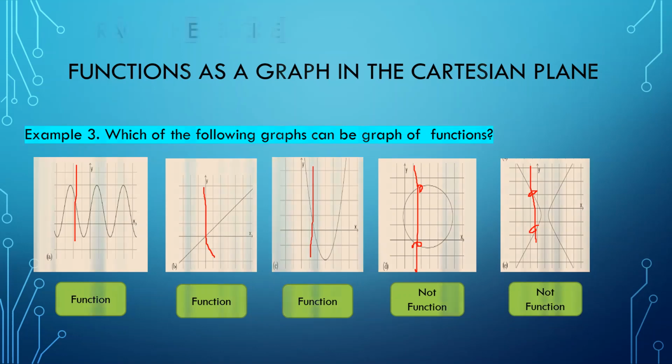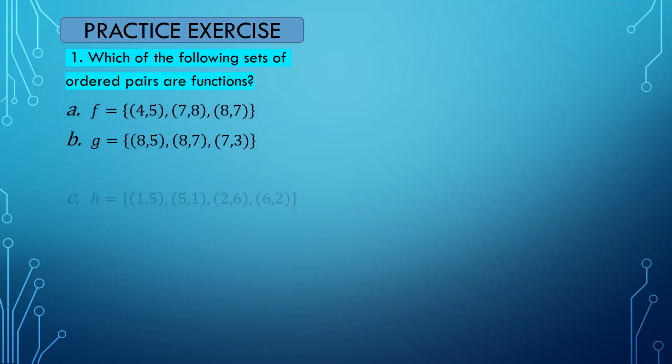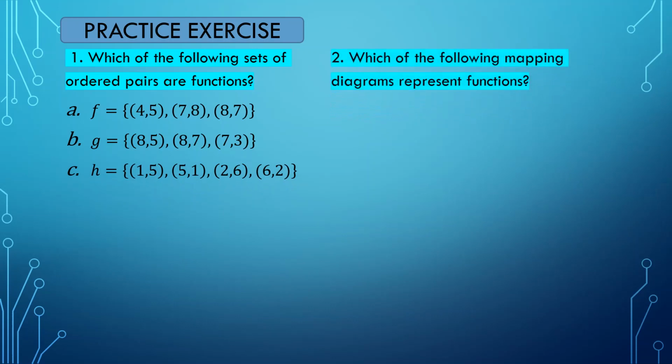Next, since we are already done discussing whether a relation is a function or not by ordered pairs, by mapping, and by graph, this time you have here a practice exercise. Number one. Which of the following sets of ordered pairs are functions? Letter A, letter B, letter C.